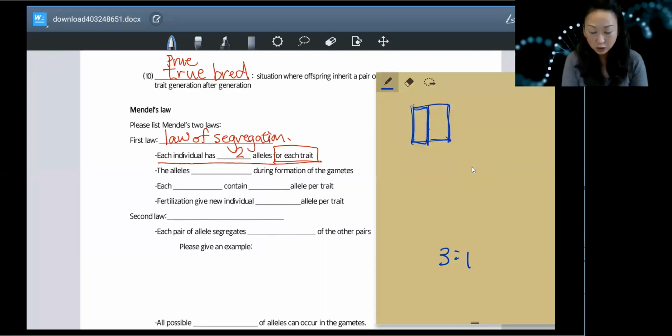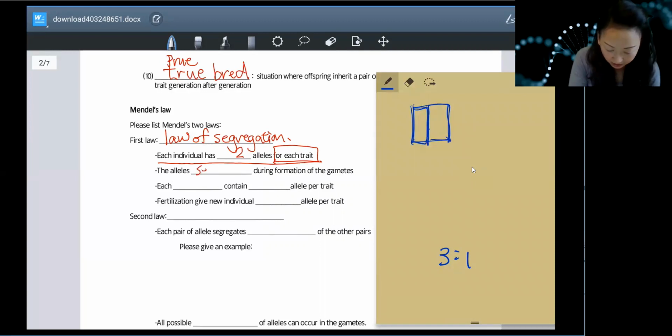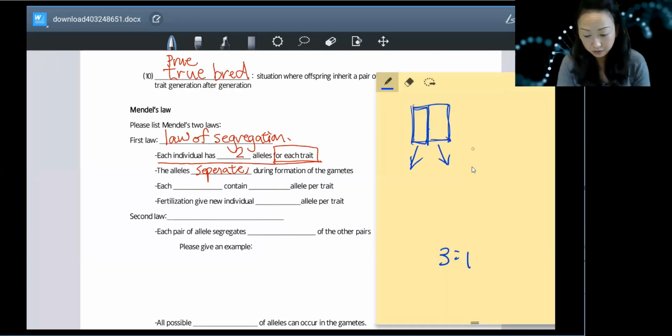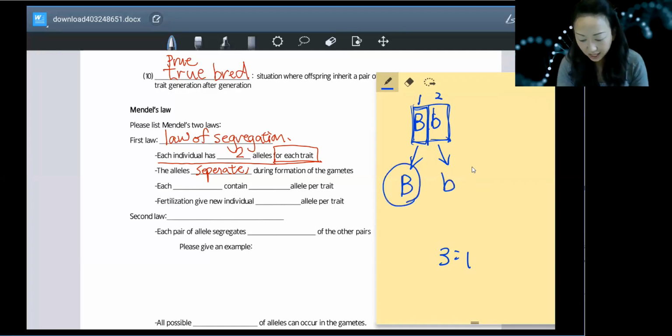And he said, guess what happened during meiosis, or when this was passed on? He said the alleles actually separate during formation of the gametes. So if I am an individual, he is saying that for my hair color I got 2 alleles, number 1 and number 2. And when I form my gametes, which is my egg, they will separate. And I only get this or I get this.